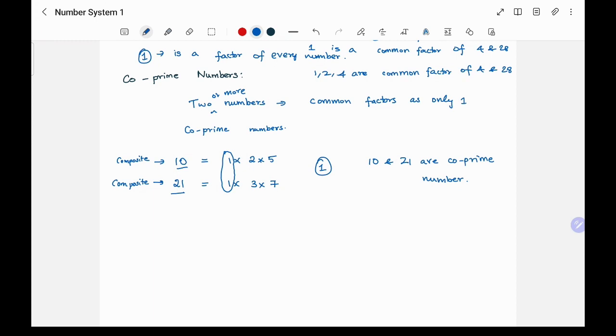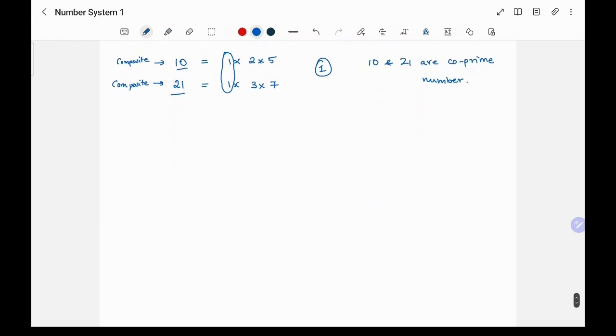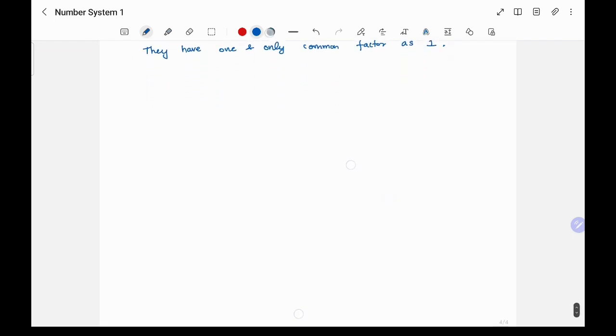So this fact can be extended to more than 2 numbers also. So this is the concept of co-prime numbers. The special property of co-prime numbers is they have one and only one common factor, as 1. Okay. Next we will see what is HCF.